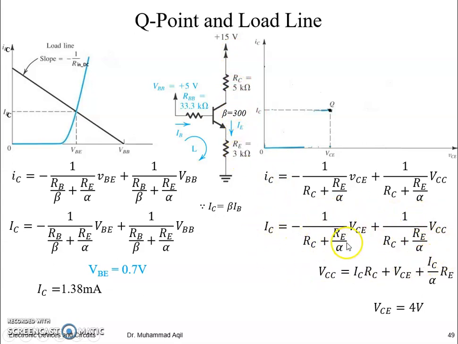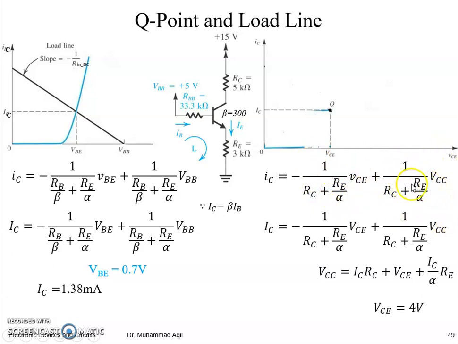So to see how this line will allow the movement of this Q point, let's just change these constant values into variables so that we can vary them. So here now we can see we have a slope of minus 1 by (RC plus RE by alpha) into this. This is the slope and this is the y-intercept.